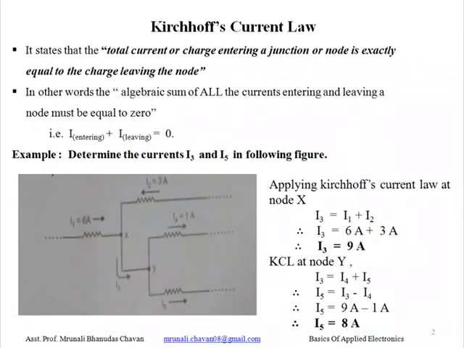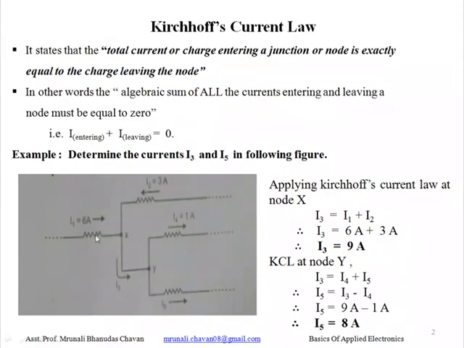In mathematical form we can write here: I entering, meaning incoming currents, plus I leaving, this sum must be equal to 0. So we will see one example to evaluate this Kirchhoff's current law. Here one figure is shown and we have to determine the currents I3 and I5 in this figure.